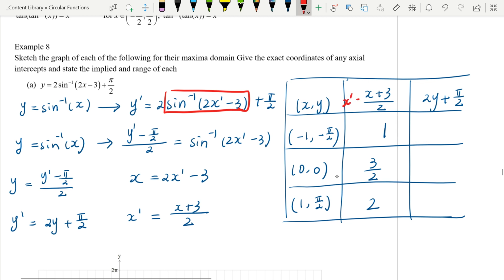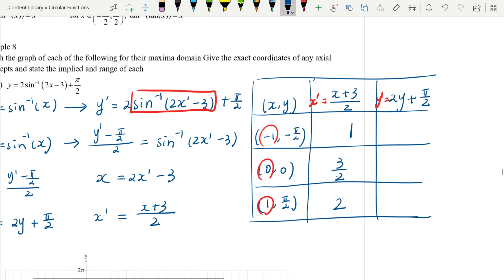You sub all these x into the rule: x dash equals x doing that, y dash equals y doing that, and see what the new point becomes. And how about the other one? If you sub y, what does the y become for the first one? Negative pi over 2 gives 0, then 0 gives pi over 2, and pi over 2 gives 3 pi over 2. Right? Yes, yes, yes.